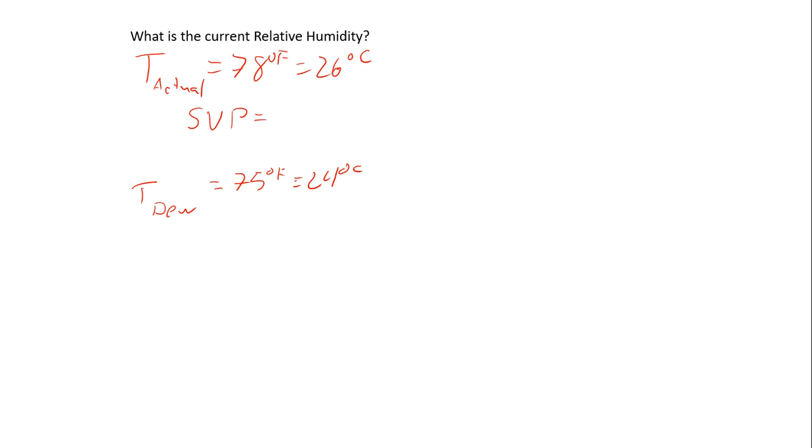So let me come back here and go ahead and write that the actual temperature, 78 degrees Fahrenheit or 26 degrees Celsius. And the dew point temperature, that's not written very well. Let me try that again. A little better. We saw was 75 degrees Fahrenheit or 24 degrees Celsius. Okay, from this information, now we need to find from the actual temperature the saturation vapor pressure, and then from the dew point temperature, we need to find the actual vapor pressure.